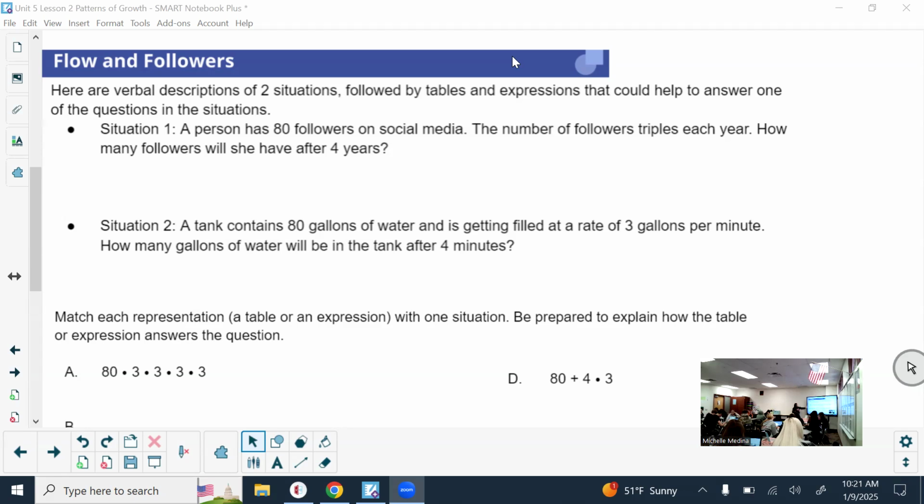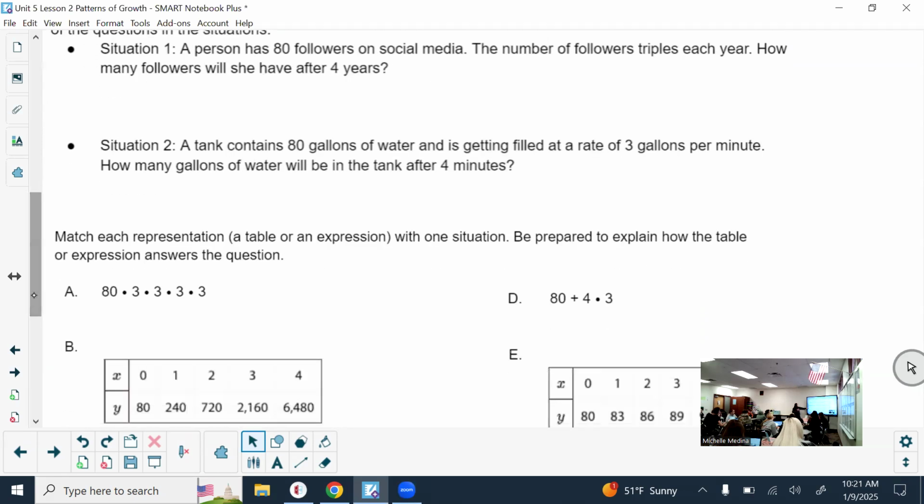So you're going to show me with your fingers. A says 80 times 3 times 3 times 3 times 3. Does that best go with situation 1 or 2? Go with your fingers.